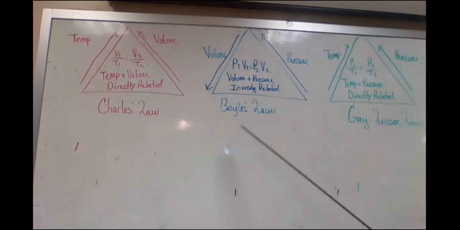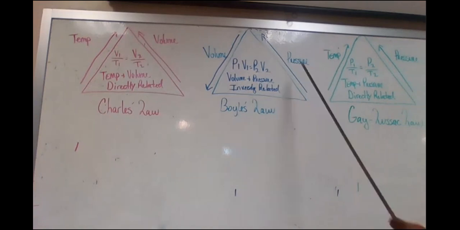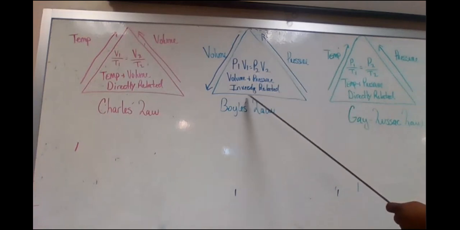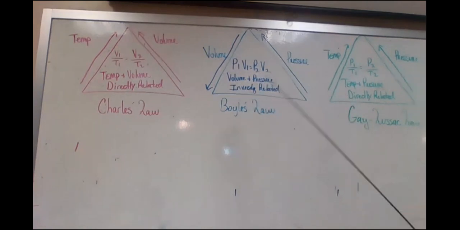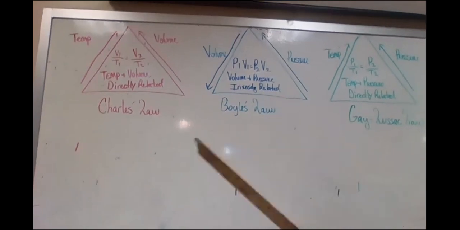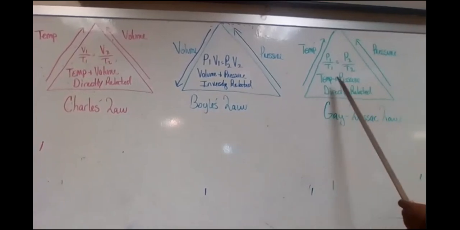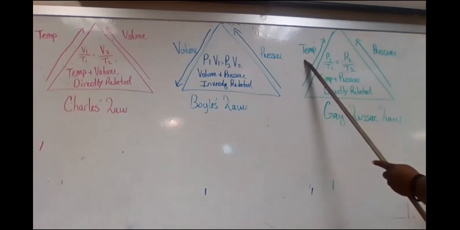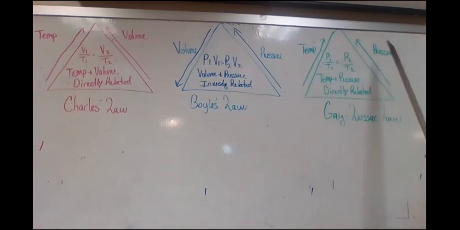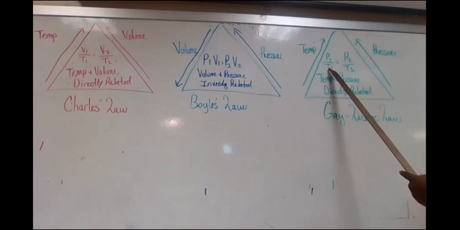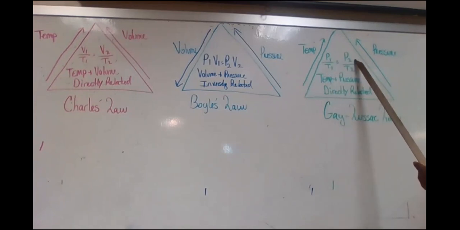They're inversely related. Boyle is inversely. Okay, remember that. If you see inversely, they're talking about Boyle. And finally, Gay-Lussac. Gay-Lussac says that temperature and pressure are directly related. Therefore, if the temperature goes up, the pressure goes up. If the temperature goes down, then the pressure goes down. Okay? That's signified by pressure 1 over temperature 1 equals pressure 2 over temperature 2.